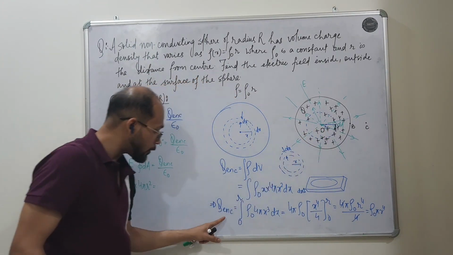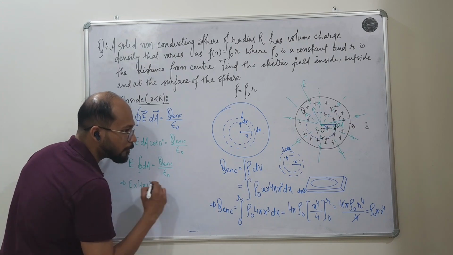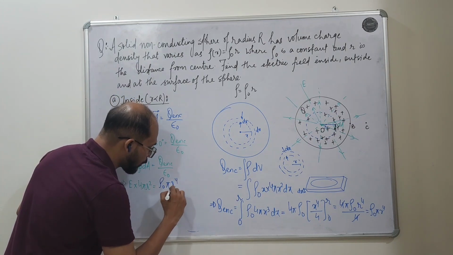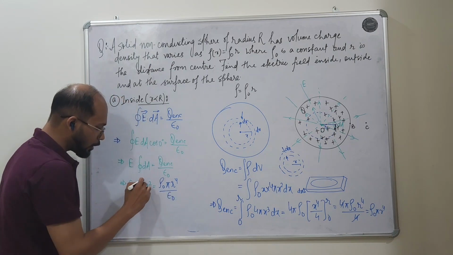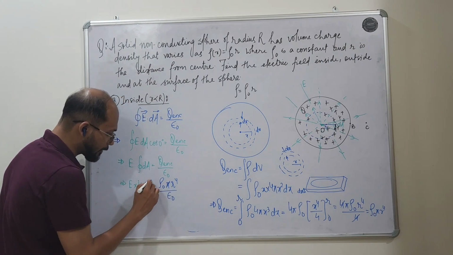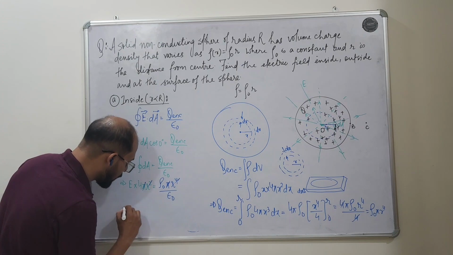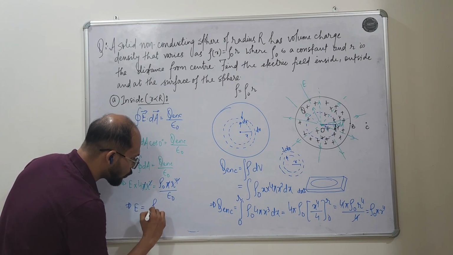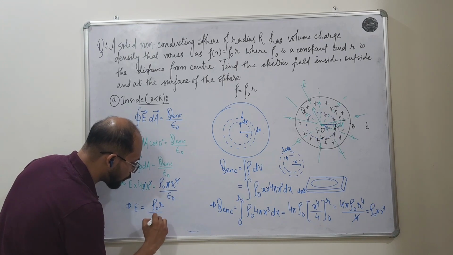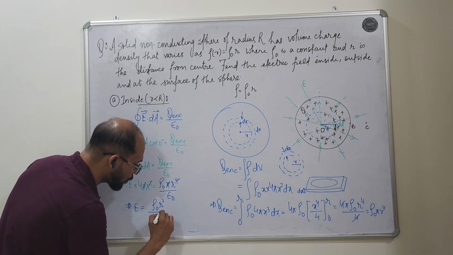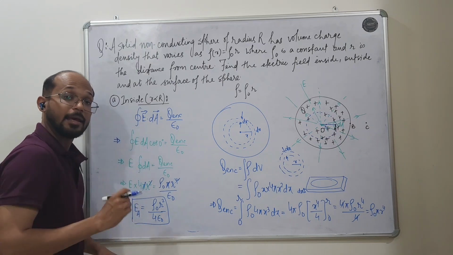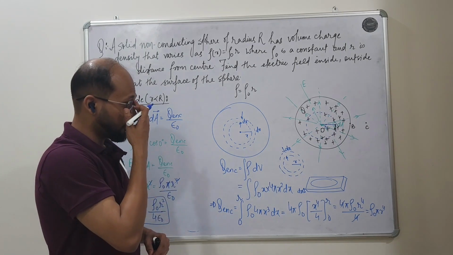Now we will put this value, this is the charge enclosed within the Gaussian surface of radius small r, so we will put this value here. So it will be rho naught into pi into r raised to the power 4 divided by epsilon naught. Now this pi and pi will get cancelled out, r square will get cancelled out, and we will get the electric field as rho naught into r square upon 4 epsilon naught. This will be the electric field at point A inside the sphere.